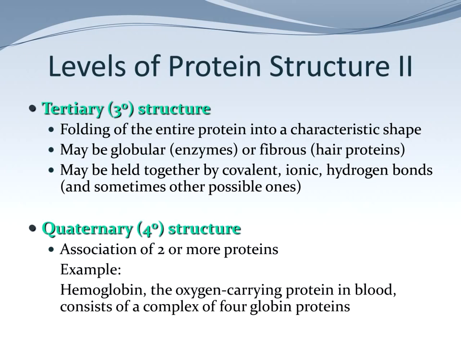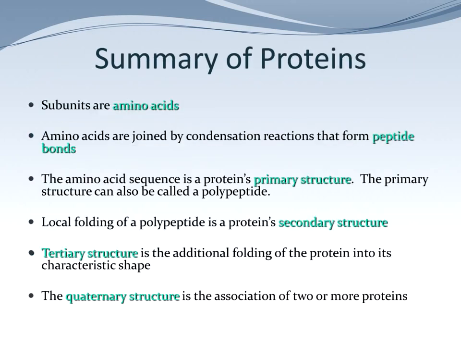In organisms, many proteins do not work alone. When multiple proteins associate together, this forms the quaternary structure of a protein. Hemoglobin is an example of a protein quaternary structure. Hemoglobin consists of 4 globin proteins associated together and working together as a single unit.